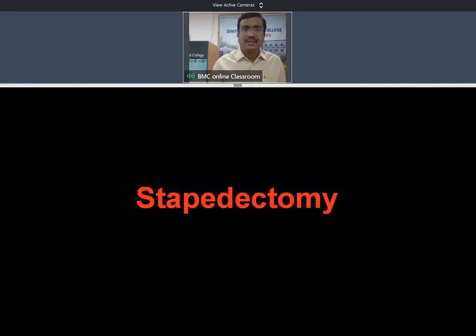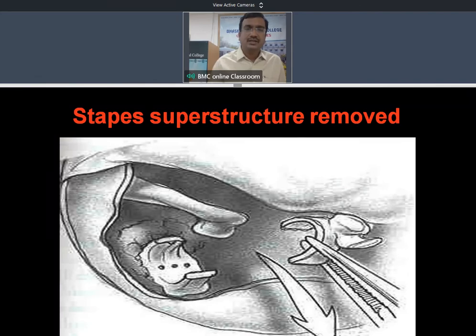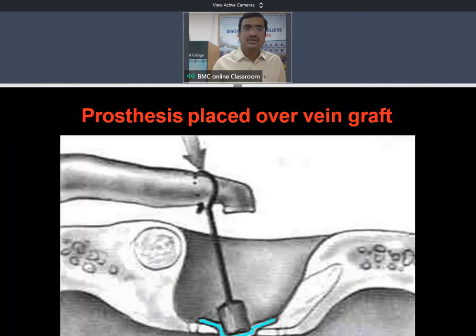So stapedectomy is nothing but removing part of the footplate. Part of the footplate will be removed, then we cover the oval window area with a fascia graft, then we place the prosthesis between the long process of the incus and the oval window region. Here definitely we should place the prosthesis.